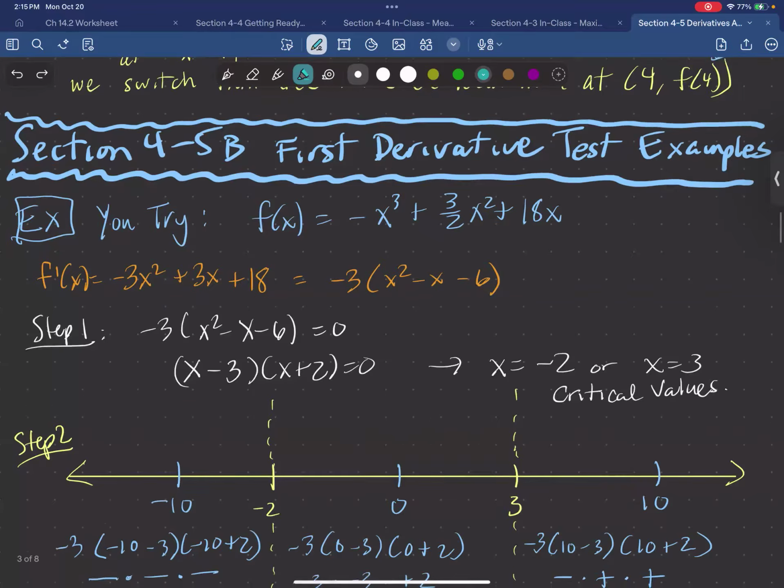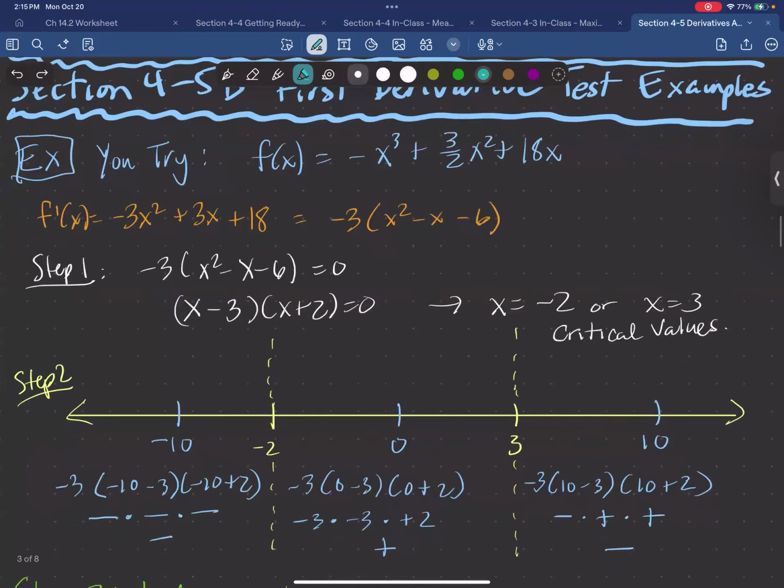I found the critical values at negative 2 and 3 by setting these each equal to 0. And I'm going to make a little sign chart. So if I plug in negative 10, that's to the left of negative 2. I have a negative times a negative, this ends up being negative, and negative 10 plus 2 is negative. 3 negatives make a negative, which means this region is doing something like this. It's decreasing.